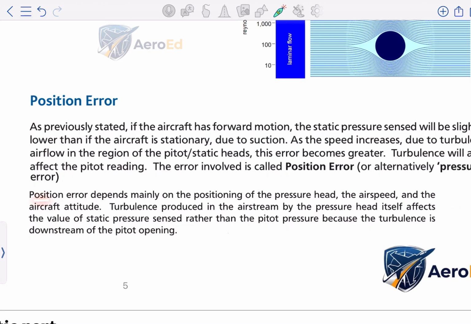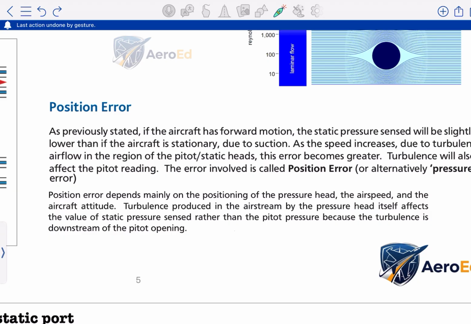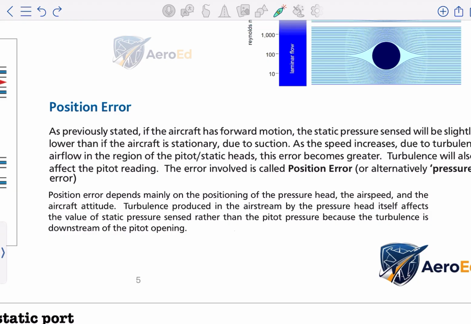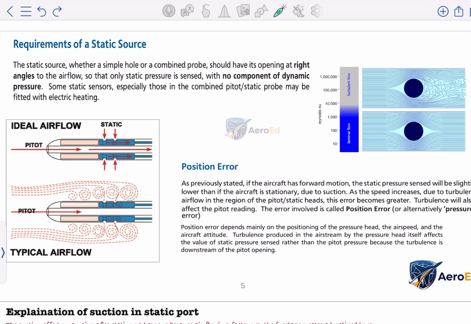Position error depends mainly on the positioning of the pressure head, the airspeed, and the aircraft's attitude. So let me explain how position error depends on the positioning of the pressure head. We have already studied in the requirements of pitot head and static head that it should be placed parallel or perpendicular to the airflow. By that understanding, you can see how important it is to position it in the right place to sense the correct pressure.